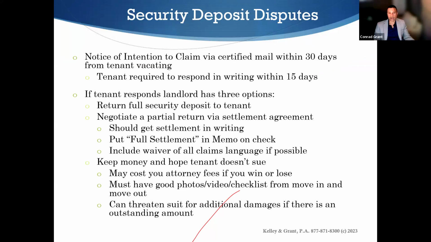If the tenant responds, the landlord has 3 options. Tenant says, no, I don't agree, you should return my deposit. You have 3 options. Return the deposit to the tenant or negotiate a partial. You can say, listen, I know you need the money, but you did break the cabinet door, but here's what I'm going to do. I'm going to give you half of it. Usually people will agree. They'll recognize that they did something wrong and that you're also giving them some money back. And that typically works. Or you can just keep it.